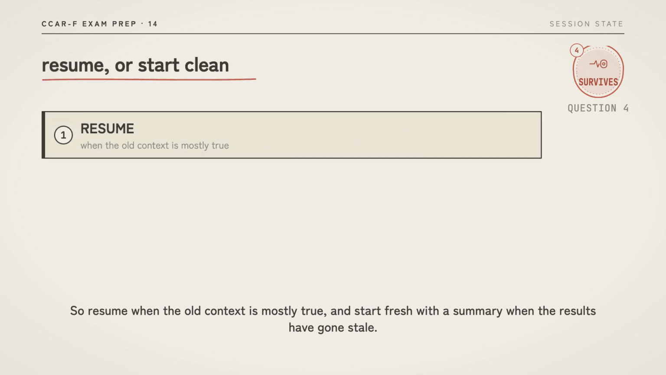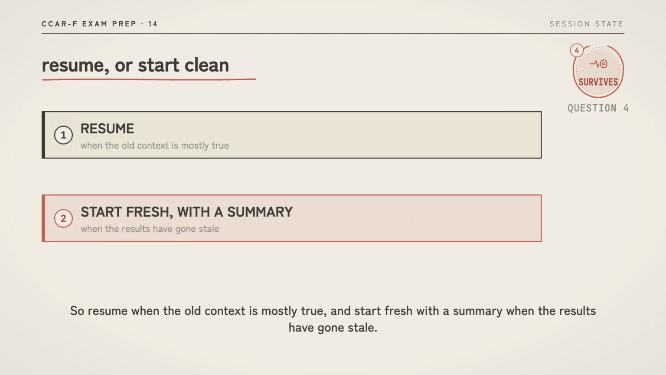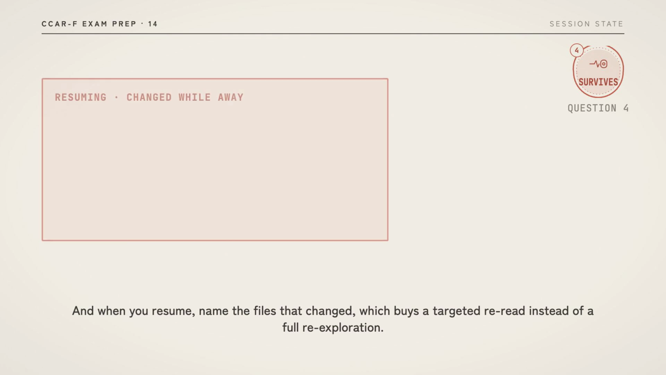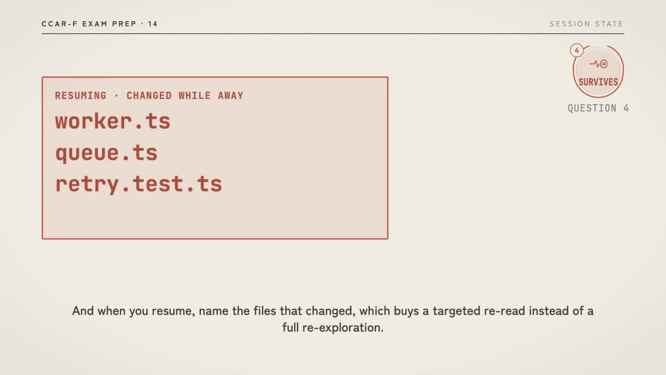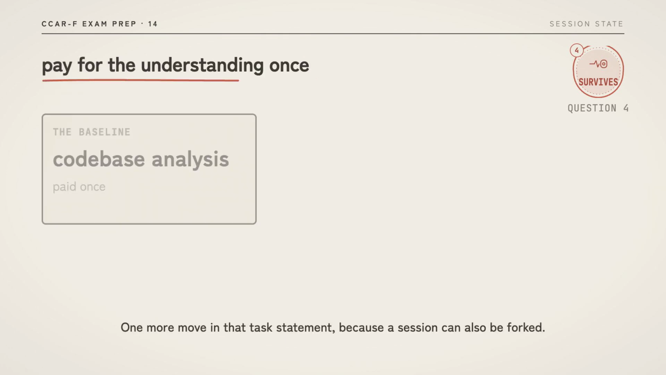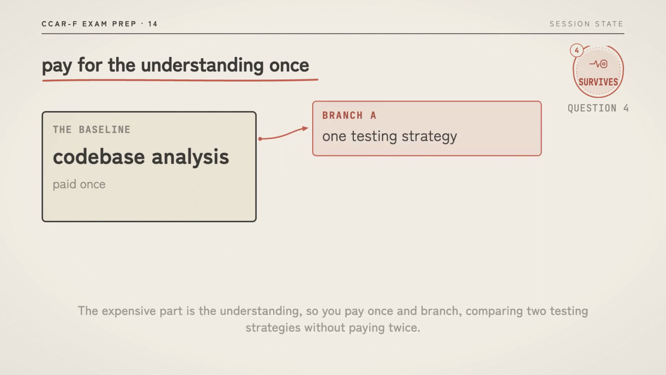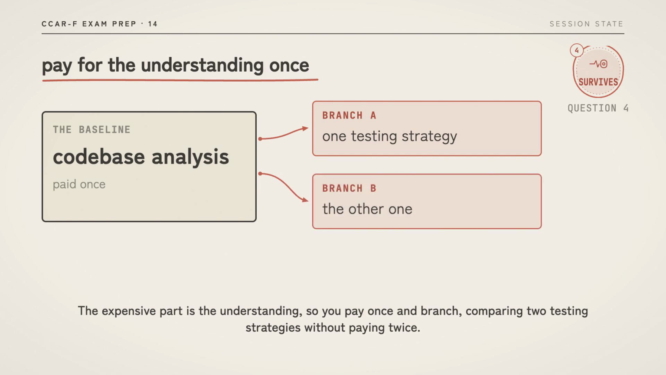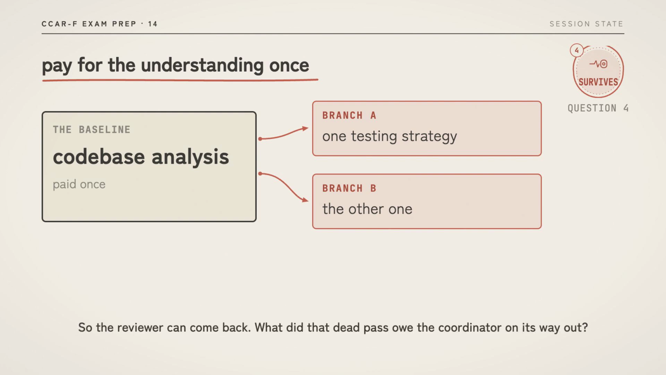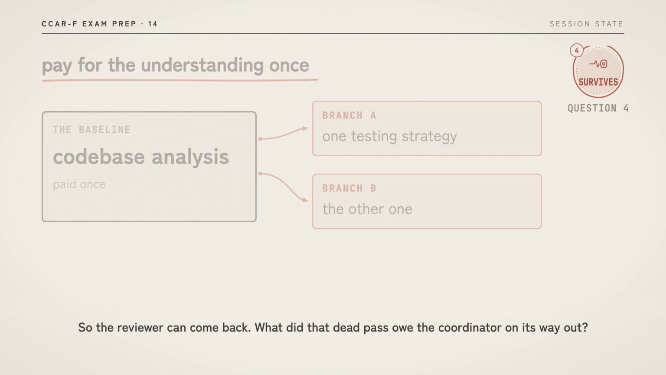So resume when the old context is mostly true and start fresh with a summary when the results have gone stale. And when you resume, name the files that change, which buys a targeted reread instead of a full re-exploration. One more move in the task statement, because a session can also be forked. The expensive part is the understanding, so you pay once and branch, comparing 2 testing strategies without paying twice. So the reviewer can come back. What did that dead pass owe the coordinator on its way out?